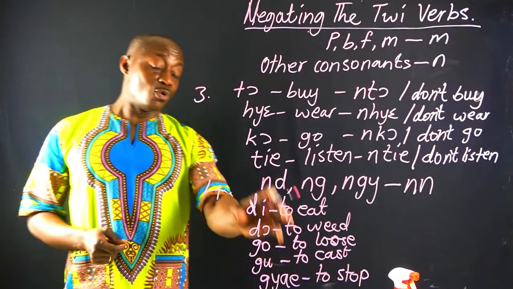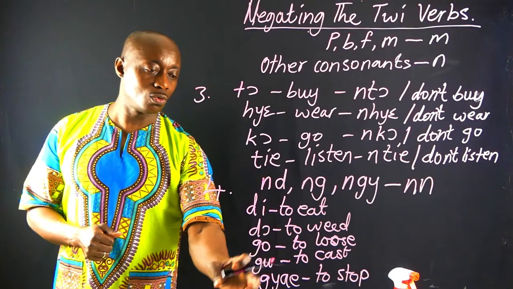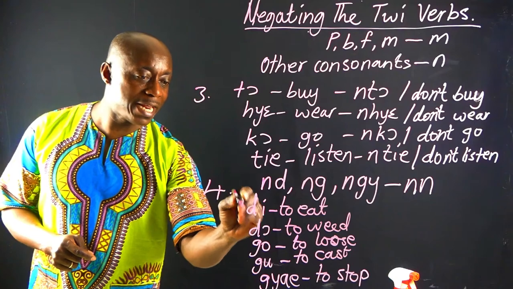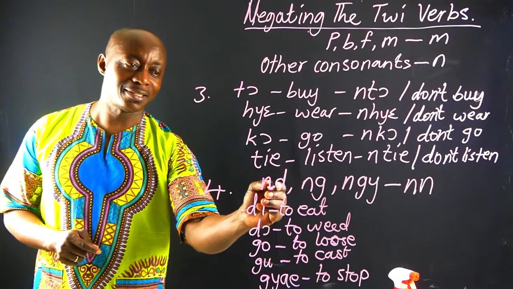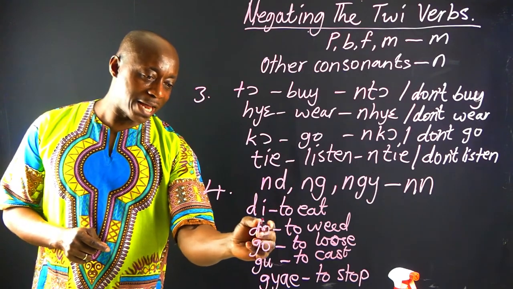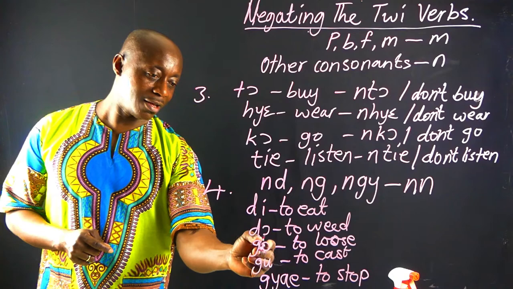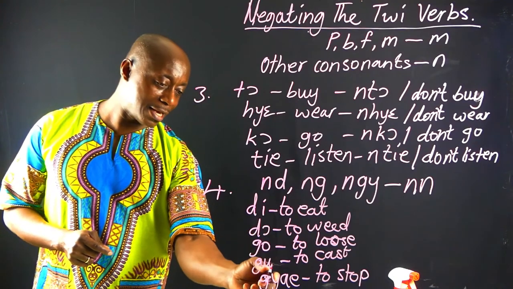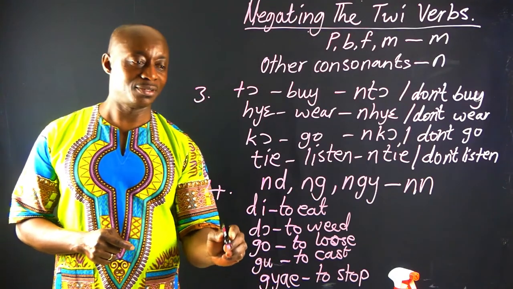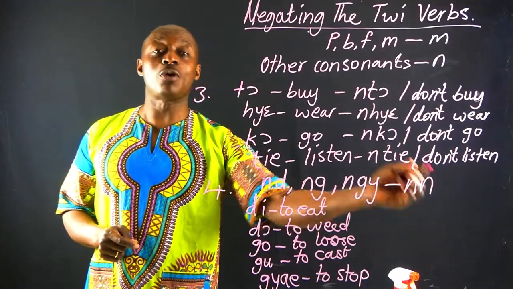Yeah, if you want to negate these verbs, di, do, go, gu, jai, if you place n here, you will get this combination, nd. And here too, you get nd. Here, you get ng. Here and here, you get ng. And then here, if you place n, you get ngy. Good. When you get these combinations, as we have said, the n should be doubled.